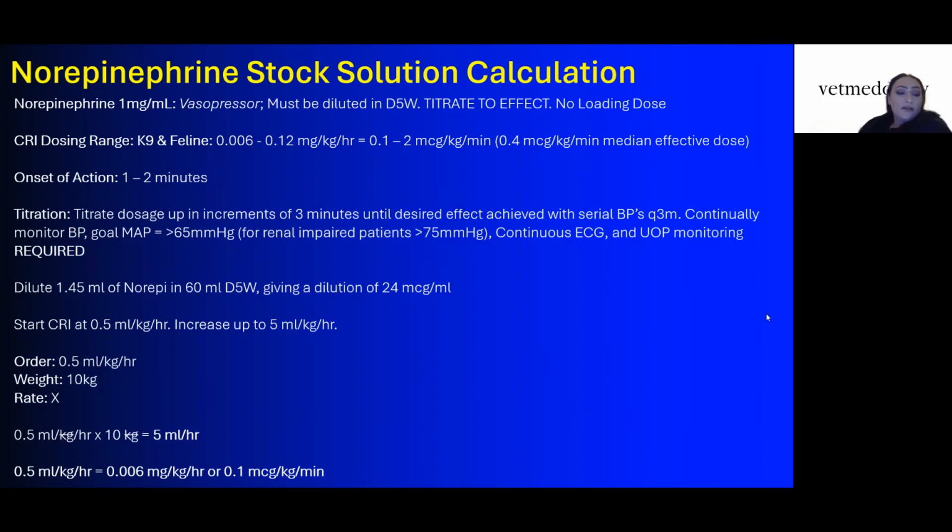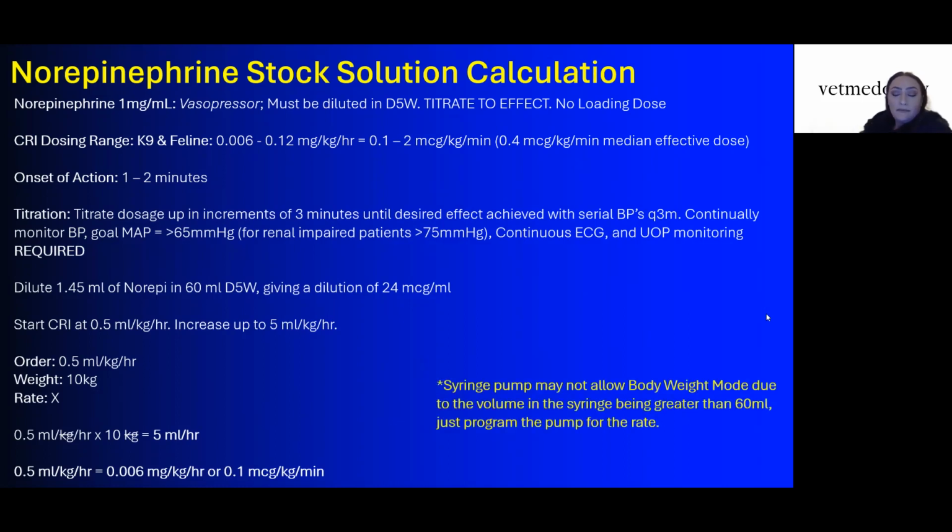So our order is 0.5 mL per kg per hour for a 10 kg animal, and we just need to find our rate. So 0.5 mL per kg per hour times 10 kg equals 5 mL an hour. 5 mL an hour equals 0.006 mg per kg an hour, or 0.1 mics per kg per minute. Again, body weight mode.